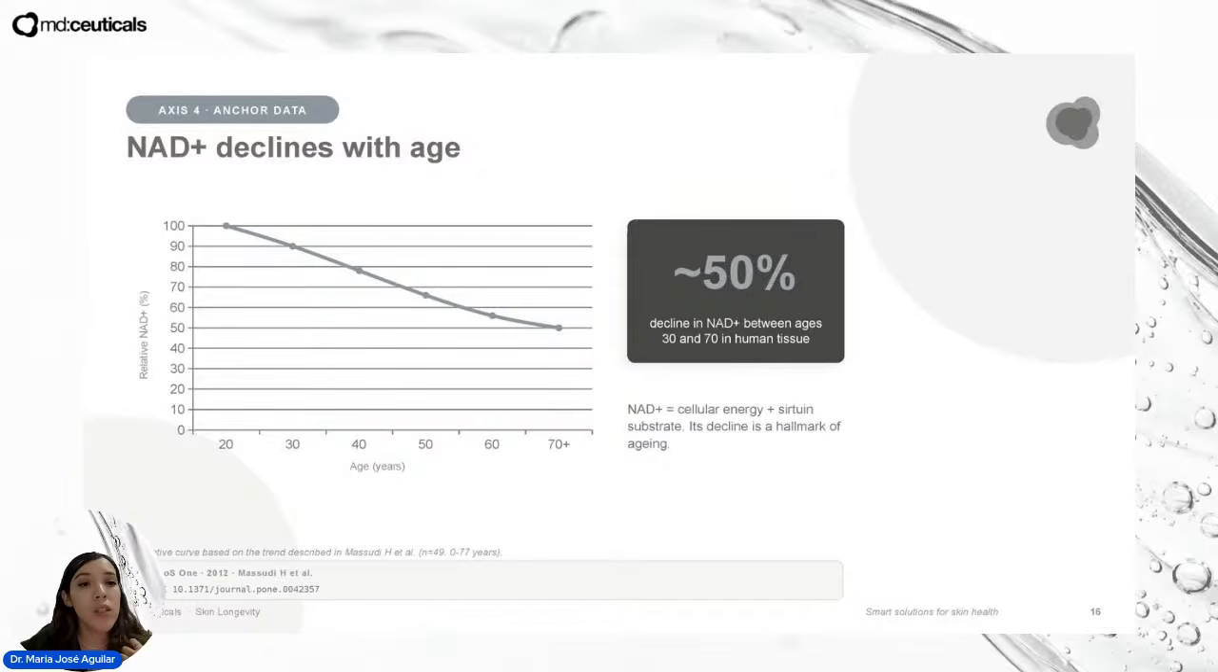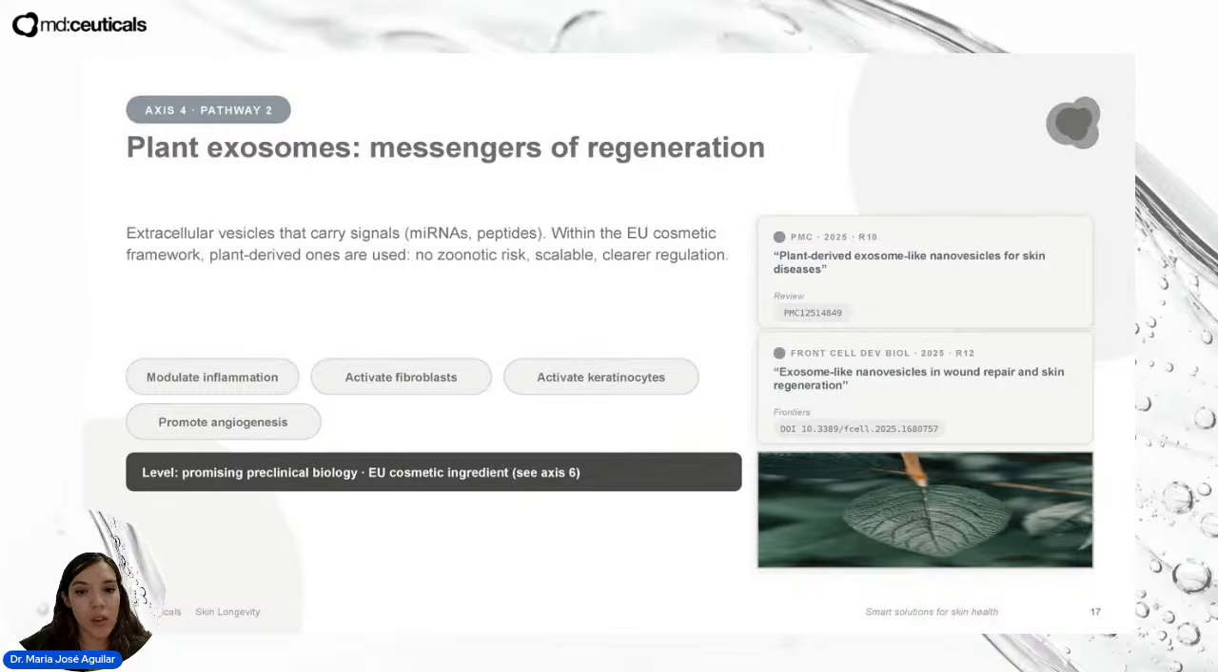As you can see, with time, the NAD and FAD decrease, and we lose more than 50% between the ages of 30 and 70. No, it's not just about the collagen. When you get to 30 years, you start to lose collagen. Well, it's not just about the collagen. It's also about the NAD and all the sirtuin activity that we lose with time. So we need to introduce this kind of ingredient in our treatments.